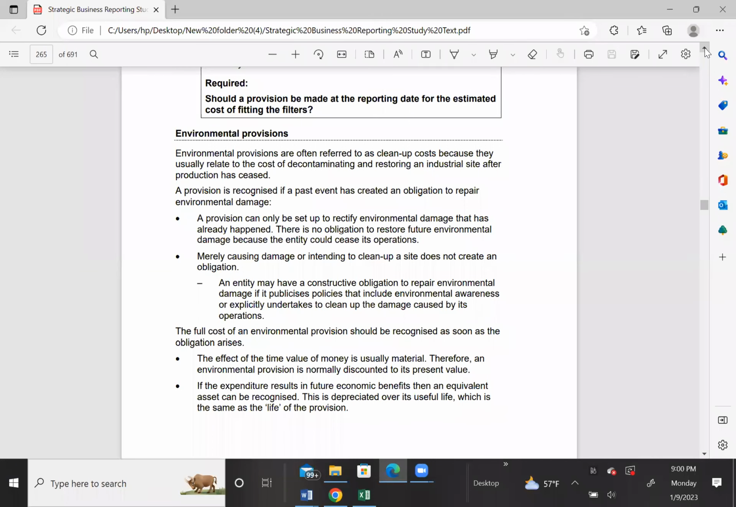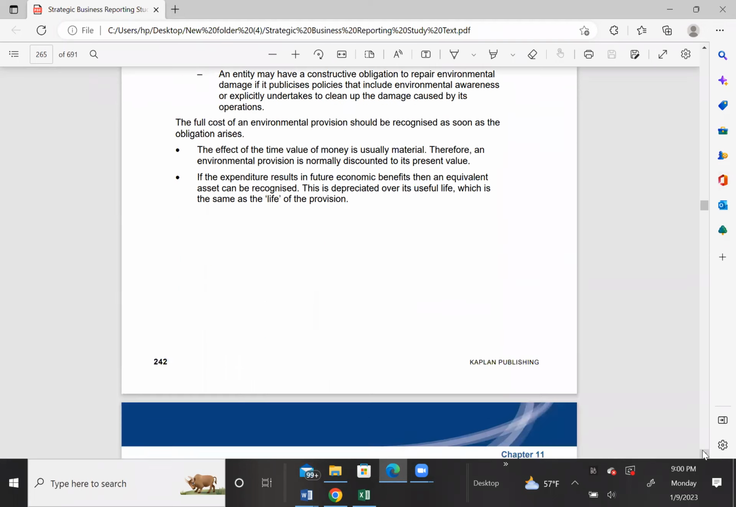An environmental provision is an example of site restoration cost or dismantling cost, and we recognize these provisions at present value. On initial recognition it can be recognized as part of the cost of the asset, but subsequently the unwinding of these provisions is expensed in the profit and loss account.